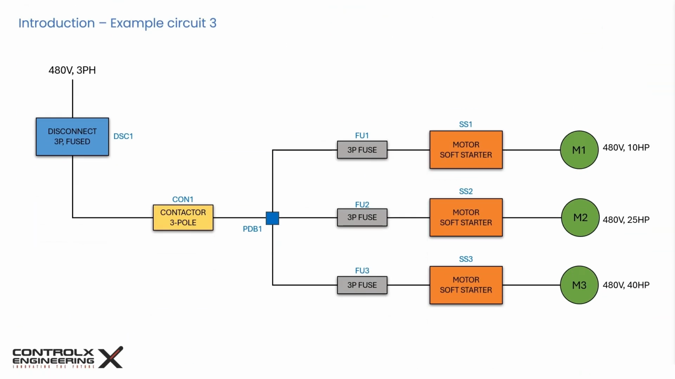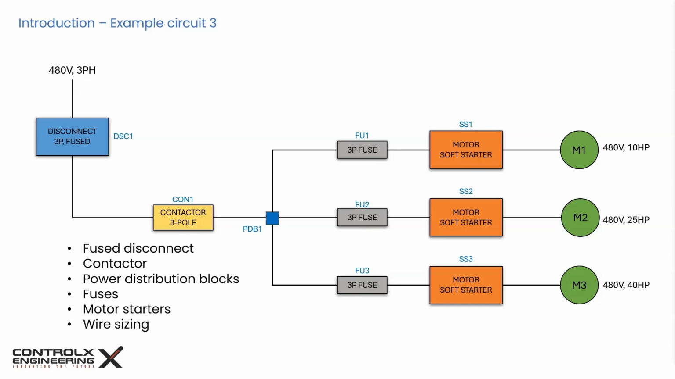Let's look at one last example. This is the single line diagram for a 480 volt three-phase circuit. We have three motors, M1, M2, and M3, with power ratings as shown. For this circuit design, we have to size the following. 3-pole fuse disconnect labeled DSC1, 3-pole contactor labeled CON1, power distribution blocks labeled PDB1, fuses FU1 to FU3, motor starters SS1 to SS3, and appropriate wires to use in this application. So let's go.